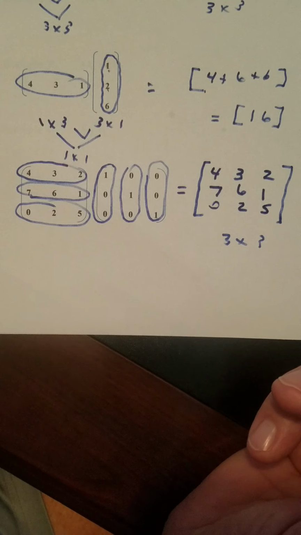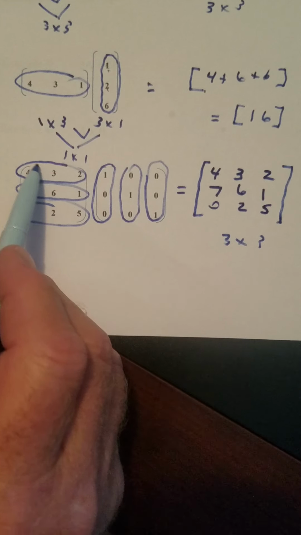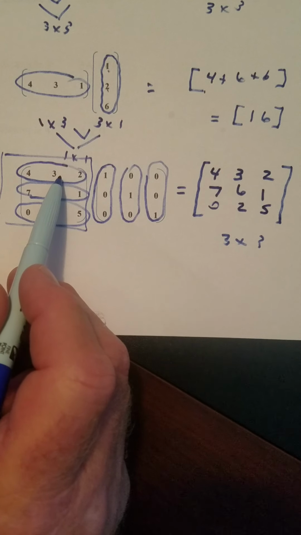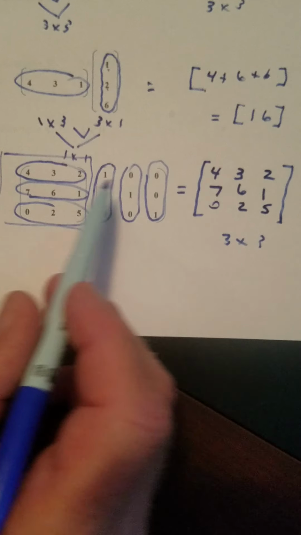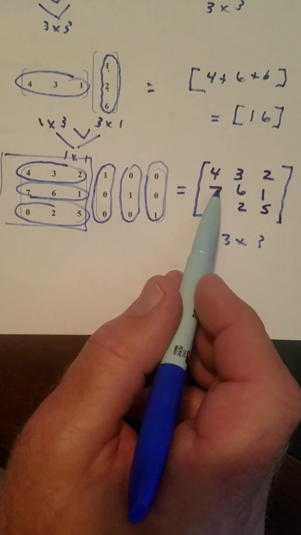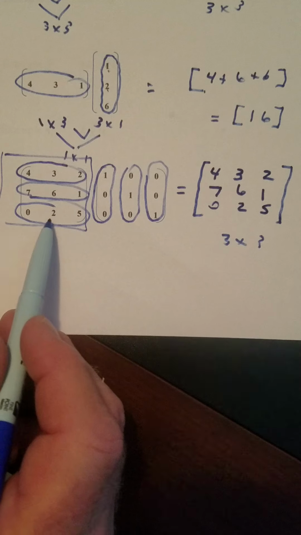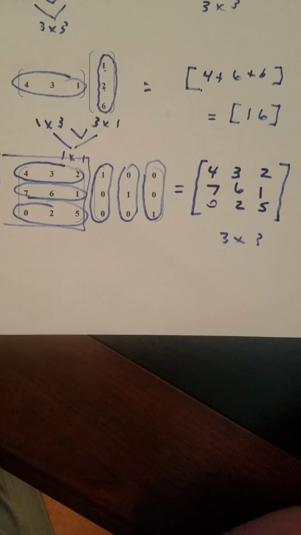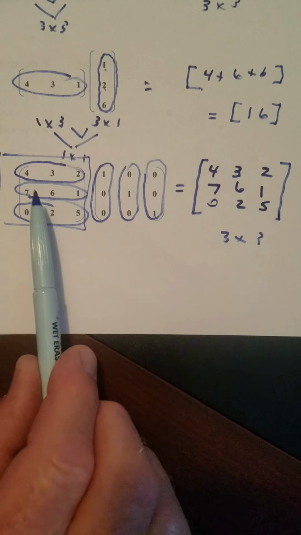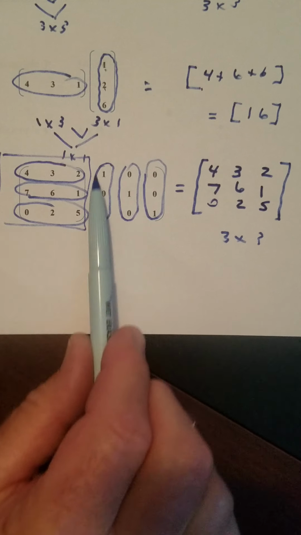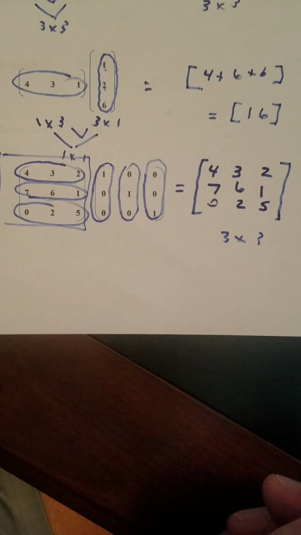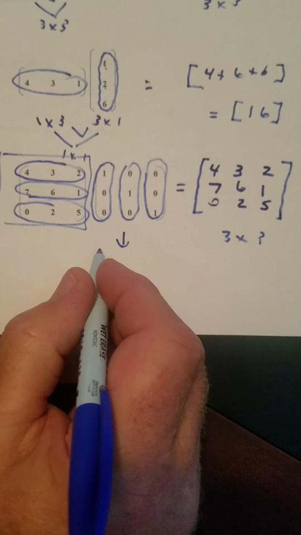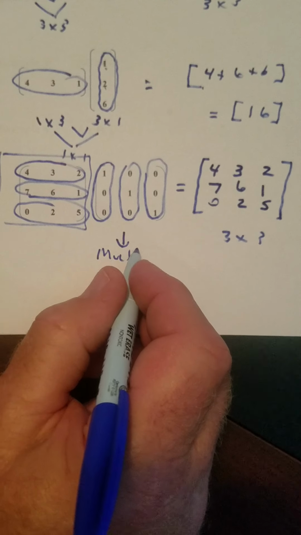Now here's what I want you to notice. We started out with this matrix over here. 4, 3, 2. 7, 6, 1. 0, 2, 5. What happened, I multiplied this matrix times this one, and I got the same thing. This is called the multiplicative identity.